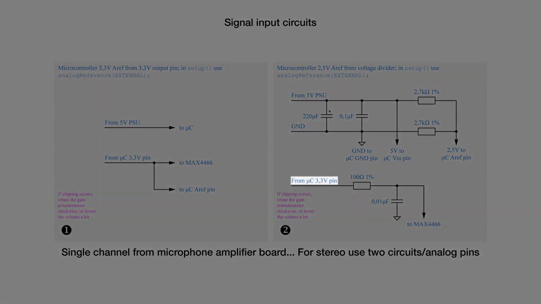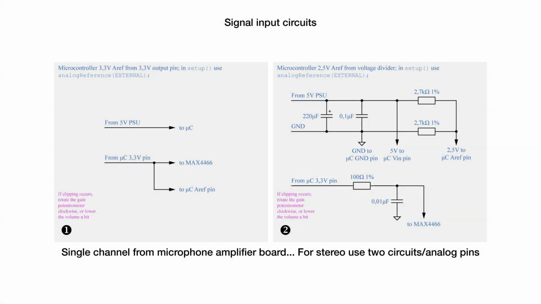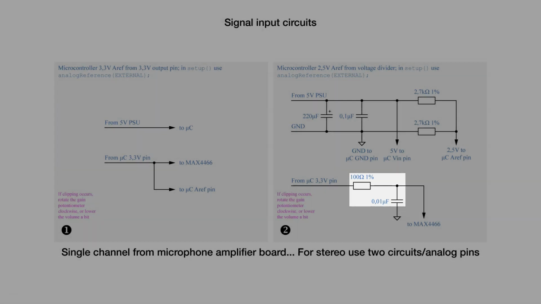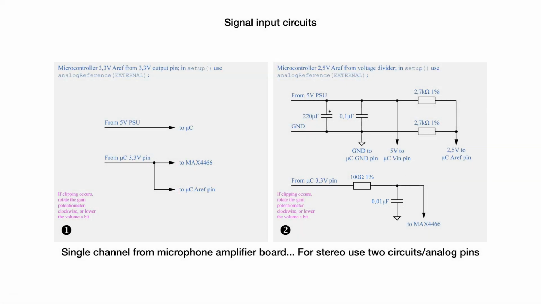We power the microphone amplifier board from the microcontroller's 3.3V output as before, but filter the input with an RC circuit, a resistor and a capacitor. For working with stereo, just add a second microphone amplifier board to another analog pin.